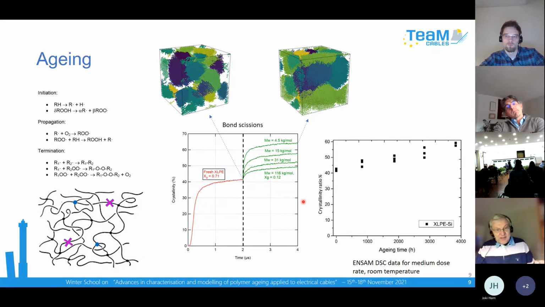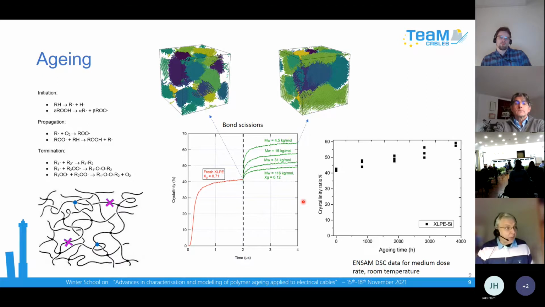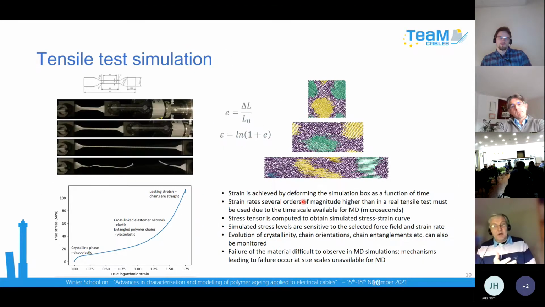But when a chain sits in the crystalline phase, it's in a thermodynamically more favorable position. So if this increased mobility allows the chains to move from the amorphous phase to the crystalline phase, it's an energetically favorable thing. And that's the third thermodynamical reason for why the crystallinity really increases. This is an effect we see both experimentally, and we are able to capture that in our simulations.